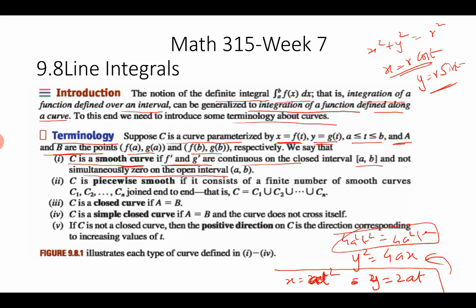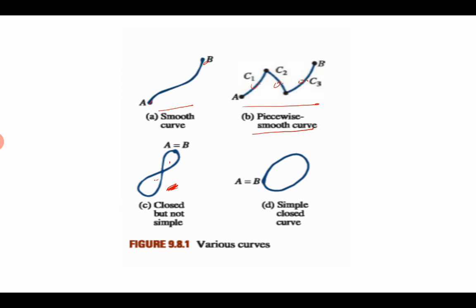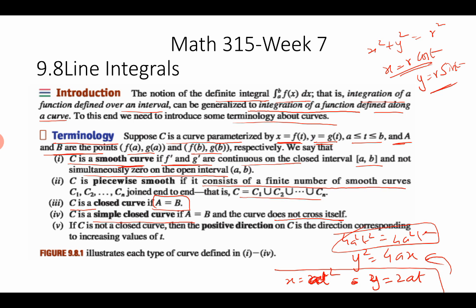C is piecewise smooth if it consists of a finite number of smooth curves and the curve is a union of all the parts. C is closed if the endpoints are the same. C is simple closed if the curve does not cross itself. Sometimes in a curve they cross each other, so this is not simple. And if C is not a closed curve, then the positive direction on C is the direction corresponding to increasing values of t. These are some basic terminology about the curves.